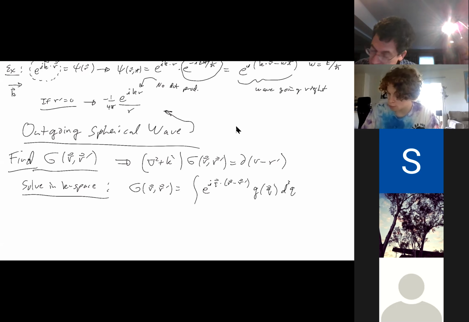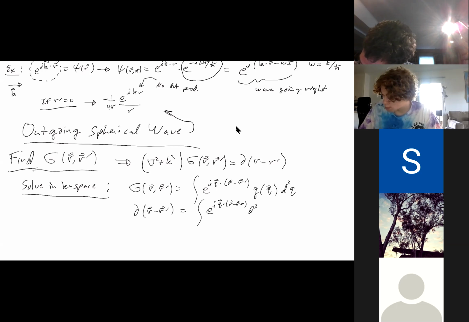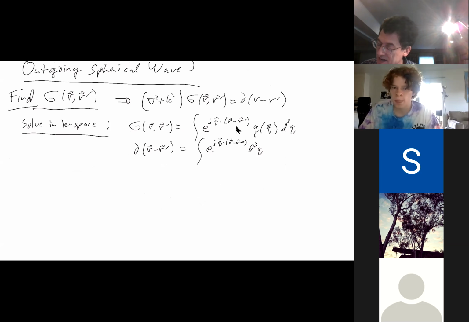That's just Fourier space. And in Fourier space, I can also write my delta function. Delta of R minus R prime is equal to the integral of e to the I q dot (R minus R prime) d cubed q. So in Fourier space, I can write my Green's function and my delta function as integrals over waves. That's okay, just from the common knowledge of Fourier transforms.